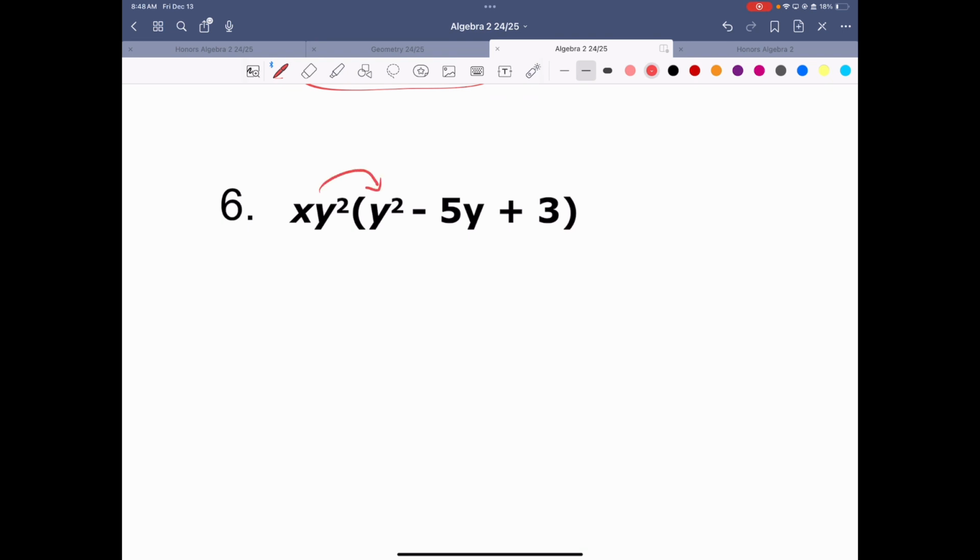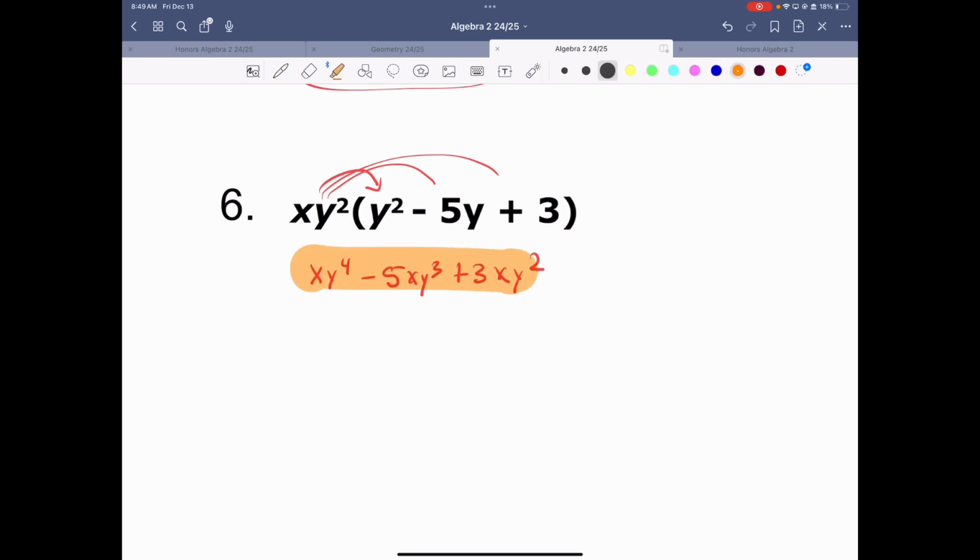Okay, so if I take x squared, xy squared times y squared, that should be xy to the fourth, minus 5xy to the third, plus 3xy squared. Questions with that one? Everybody okay?